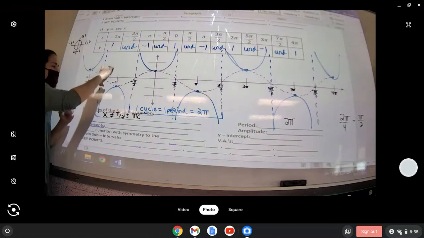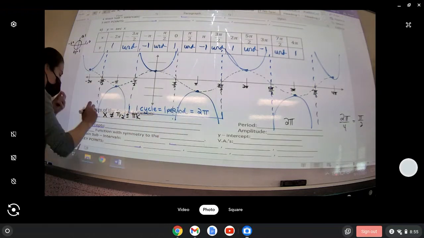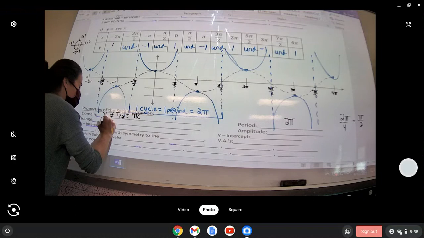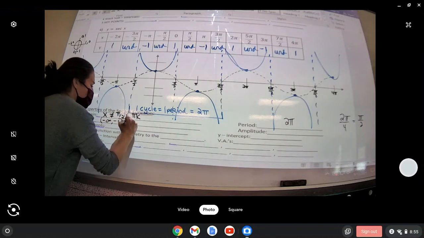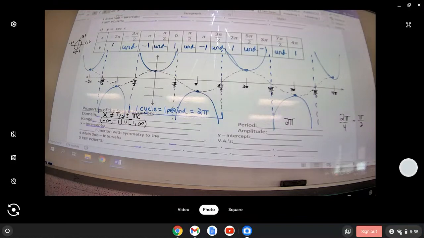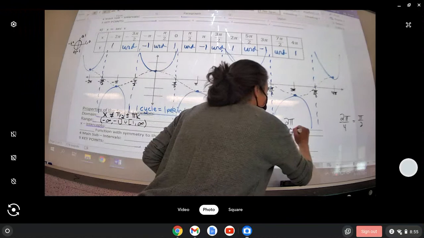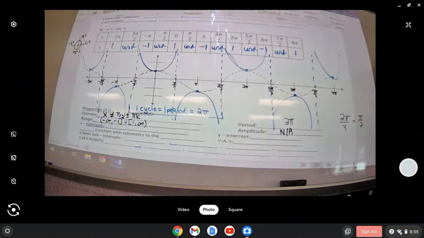So again, all these y values from negative 1 to 1 do not come out of this function. So it's going to be from negative infinity to negative 1, union, it picks back up at 1 and then shoots off to infinity. You have all of these y values that cannot come out of this trig function. Amplitude again is NA because we're shooting off to the infinities. So half the distance between the highest and lowest point is NA.